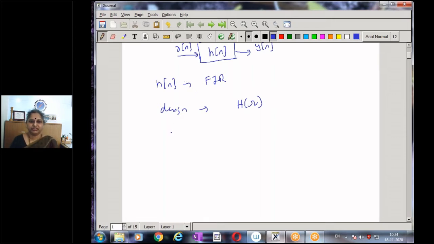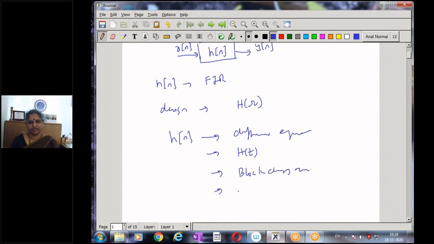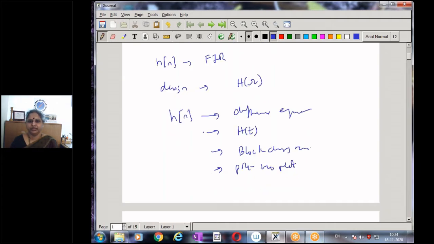And once we have the impulse response, we can convert it to a difference equation. We can obtain the system transfer function. We can have a block diagram implementation. Of course, we can also obtain the pole zero plot. And we can verify the design by computing the frequency response of our designed filter. All these are possible.